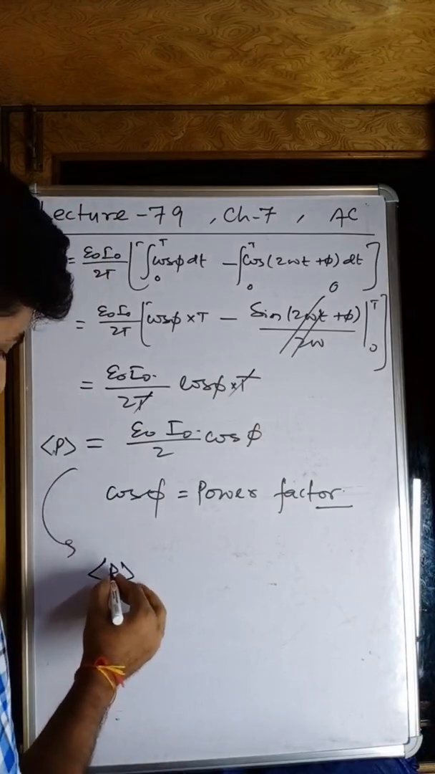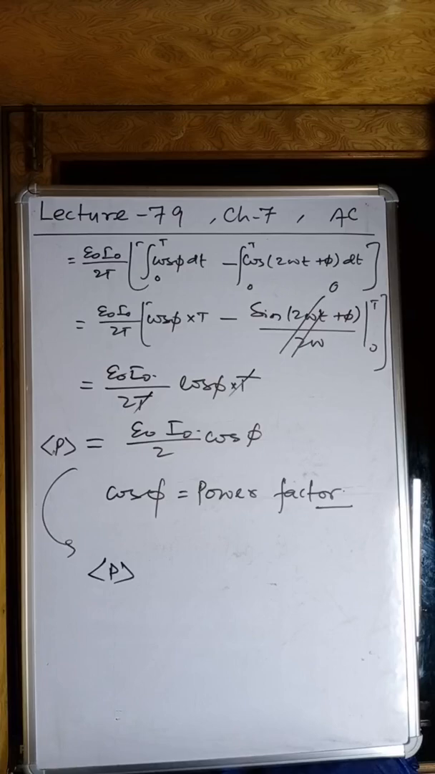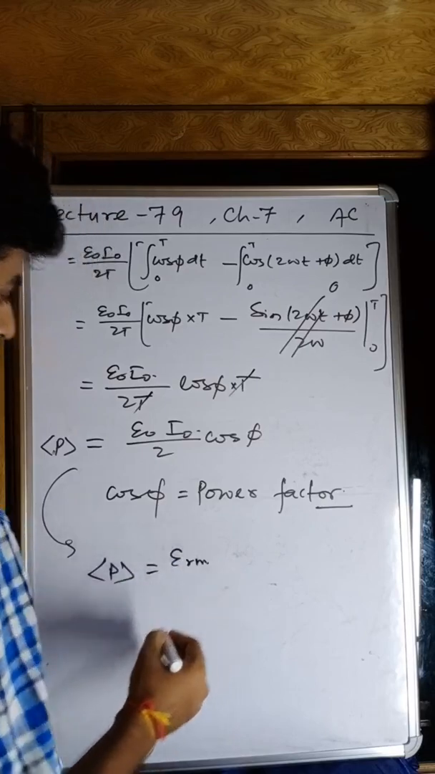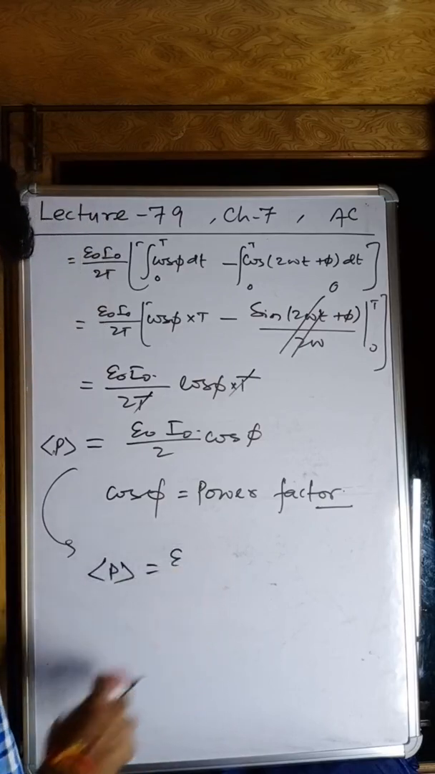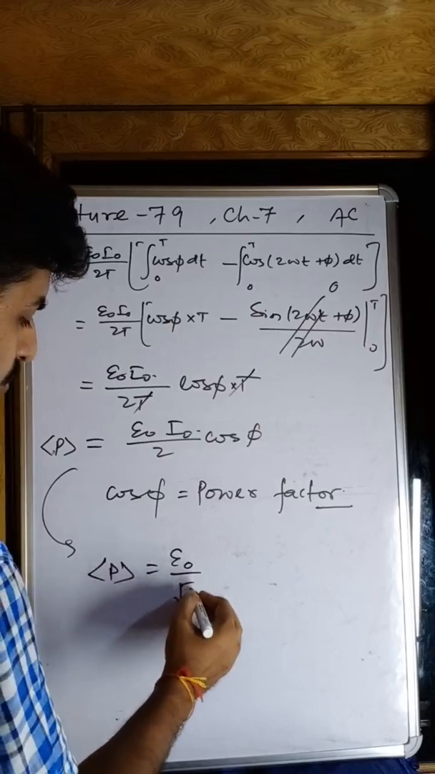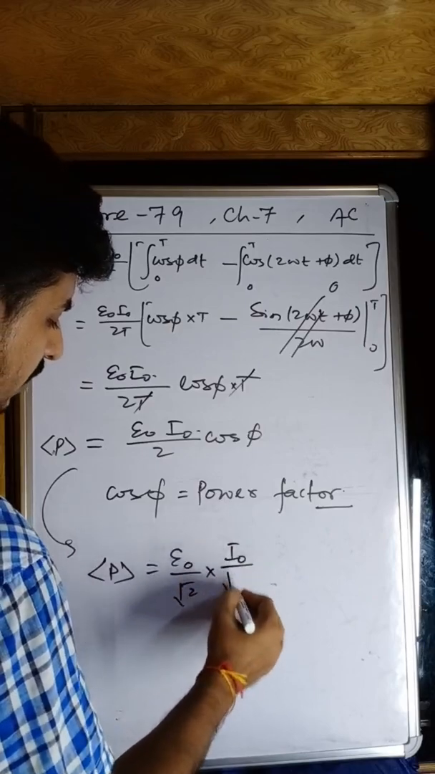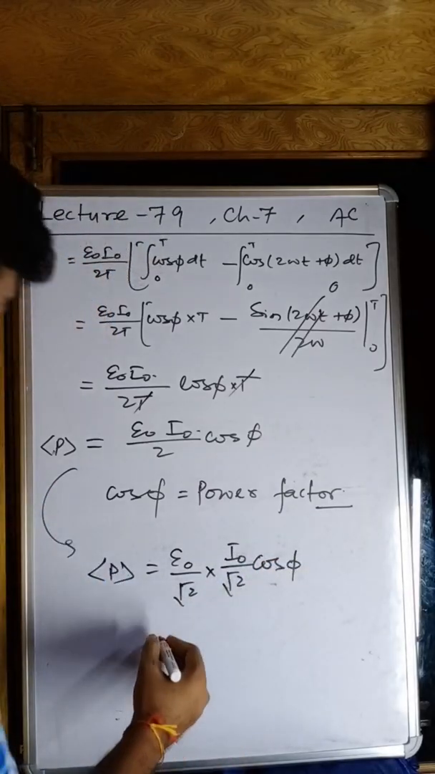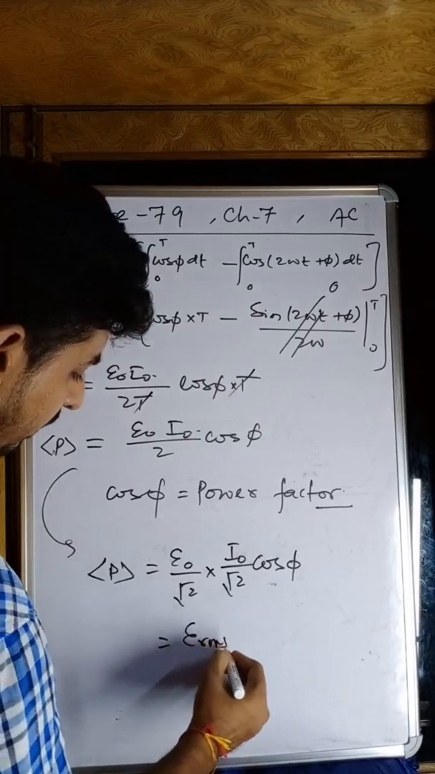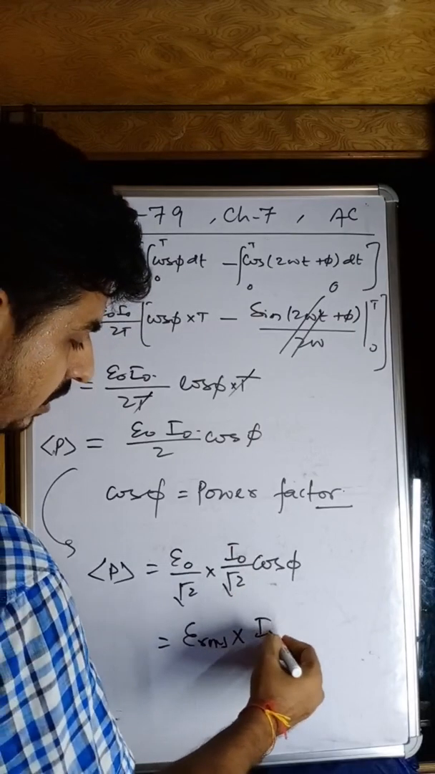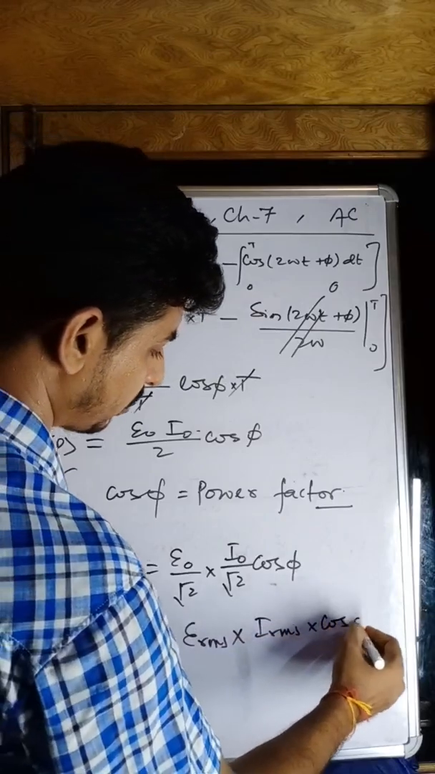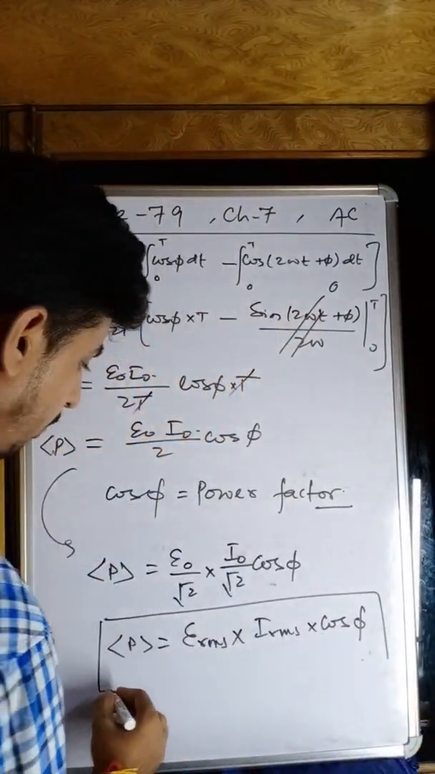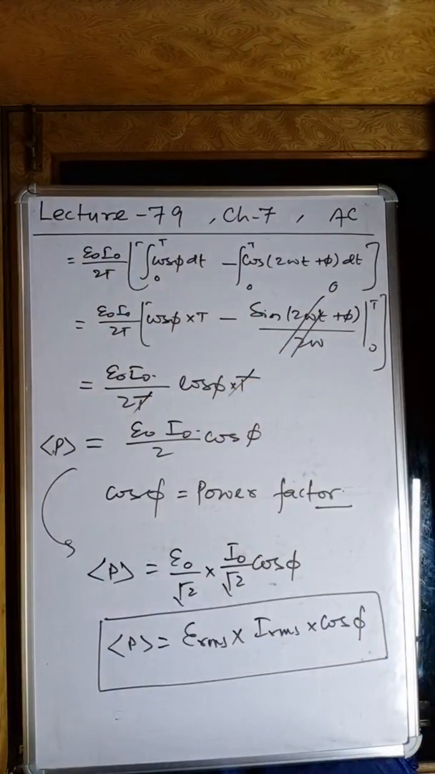Let me convert this formula in RMS value. It is E RMS. We can write E naught by root 2 times I naught by root 2 times cos phi. Yes, can we write that, my dear students? Yes. And this E naught by root 2 is nothing but E RMS, and I naught by root 2 is I RMS, times cos phi. This is the generalized formula for the power dissipation through any circuit.